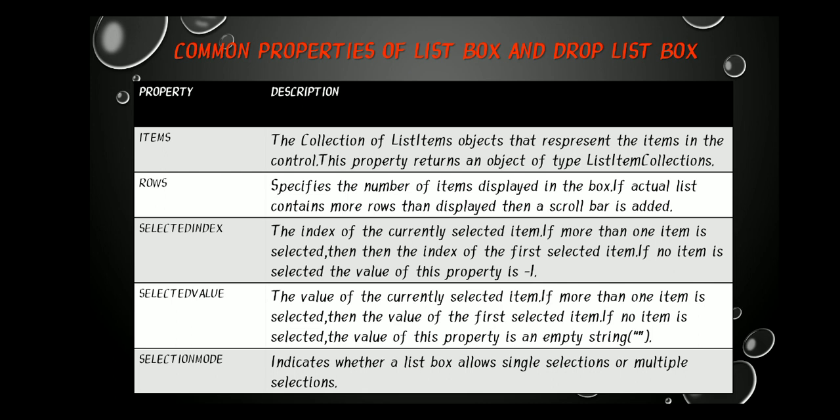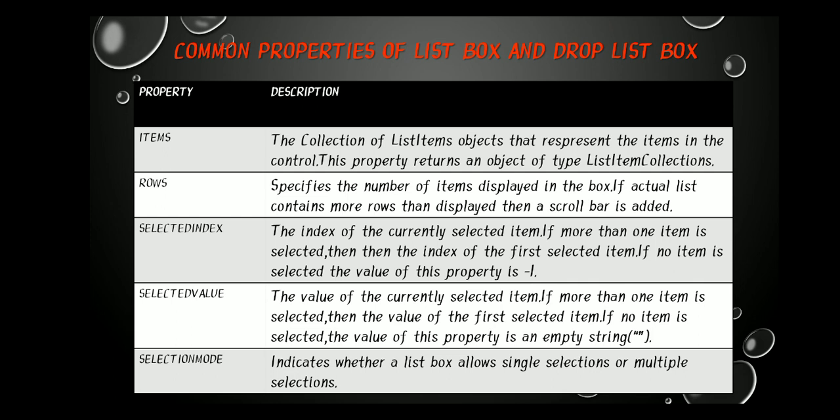Common properties of list box and drop down list box. Property, description. Items: the collection of list item objects that reference the items in the control. This property returns an object of type list item collection. Rows: it specifies the number of items displayed in the box. If the actual list contains more rows than displayed, then a scroll bar is added.